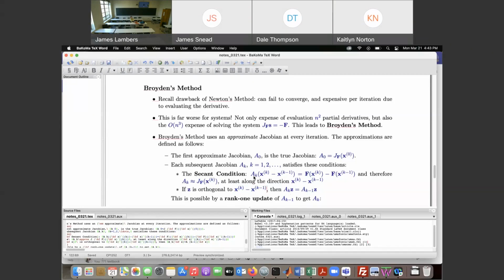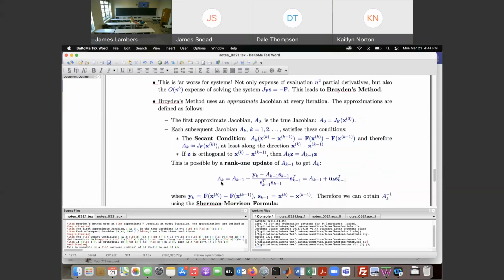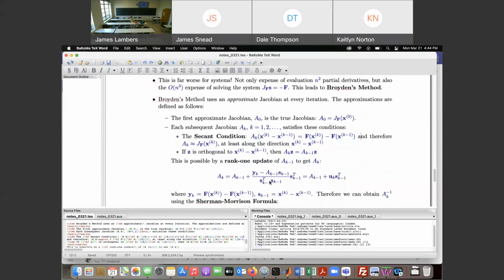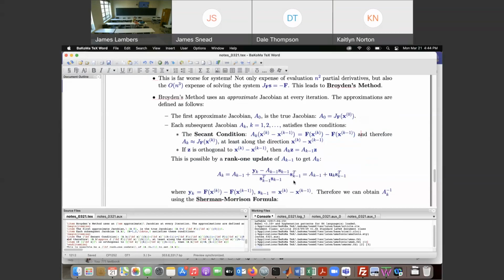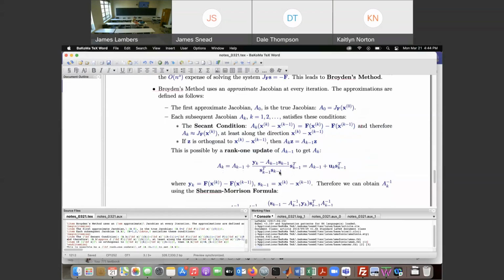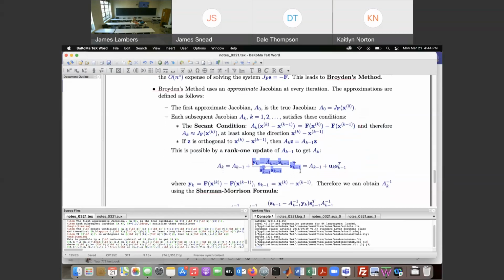Now, it turns out it is possible to construct a matrix AK that satisfies both of these conditions. That for a specific direction, or for a specific vector, the matrix product is equal to this given vector here, and then for all directions orthogonal to it, it's equal to some other known matrix. And here's the formula. So AK is equal to AK minus 1 plus this rather strange expression.